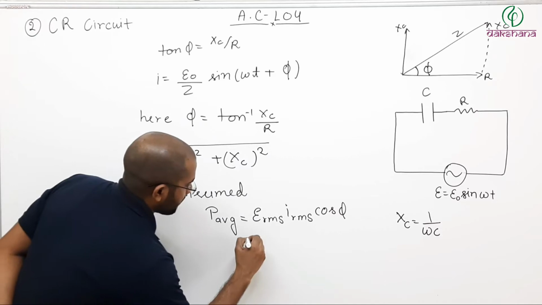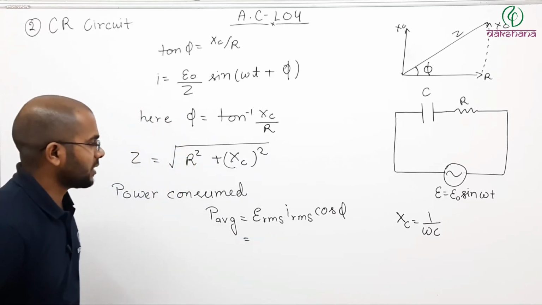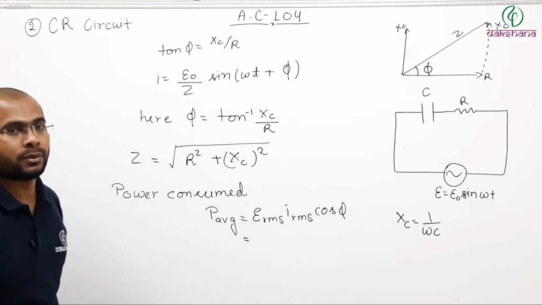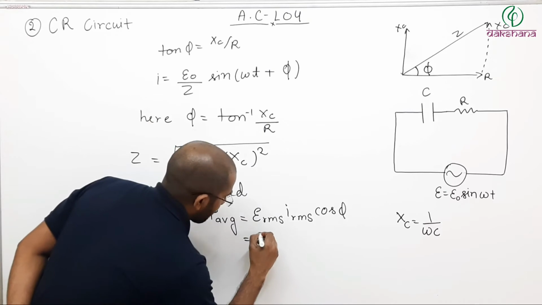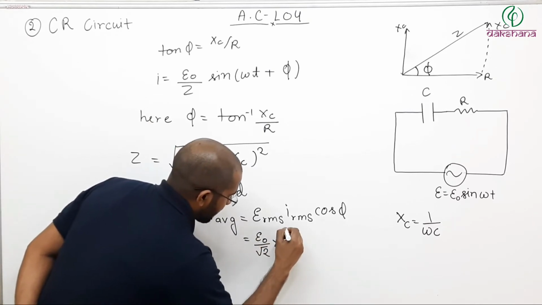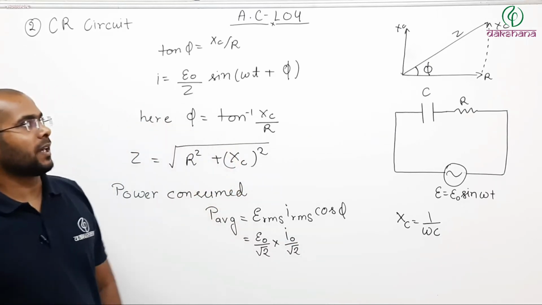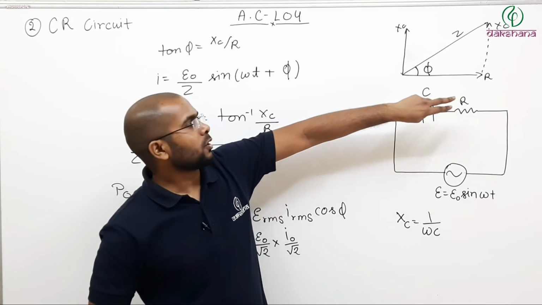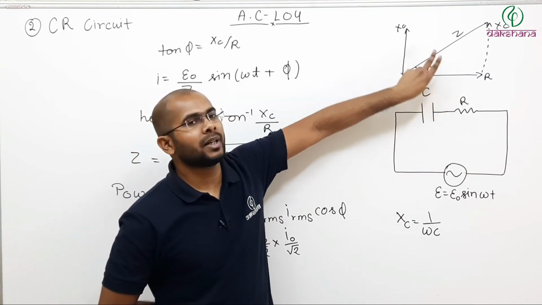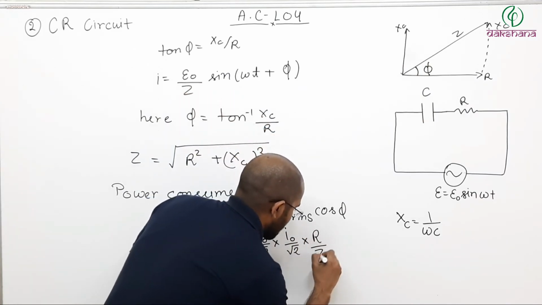So what is P average? E RMS, I RMS. So E RMS is nothing but E naught by root 2. I RMS is nothing but I naught by root 2. So E naught by root 2 multiplied by I naught by root 2. And what is cos phi? From this diagram you can say cos phi is nothing but R by Z. Remember, cos phi is R by Z.